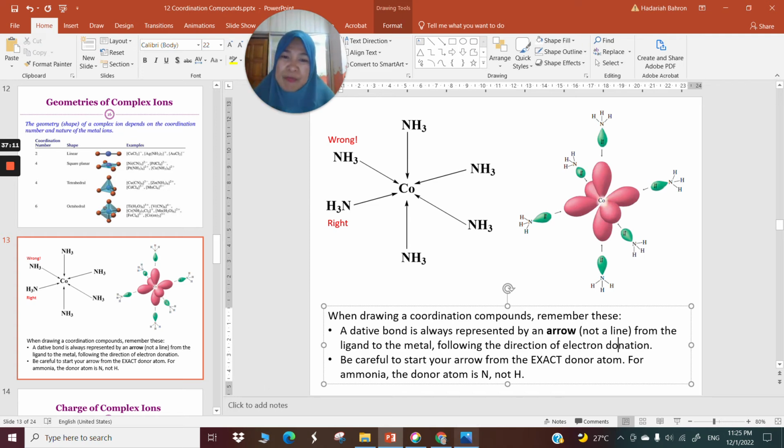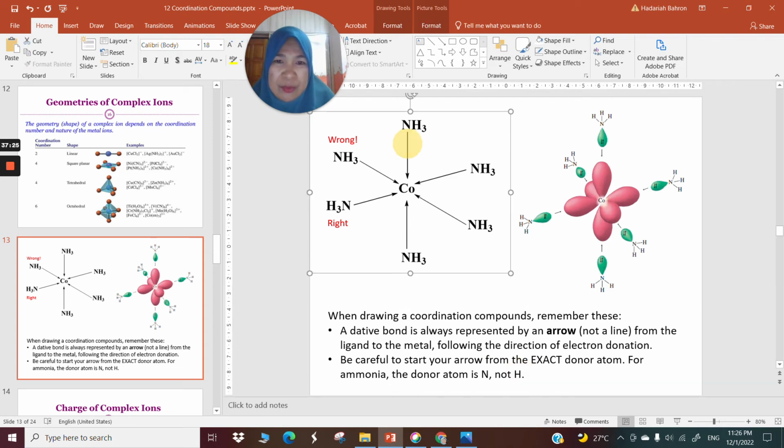And number 2, be careful to start your arrow from the exact donor atom. For example, ammonia. For ammonia, the donor atom is nitrogen, not hydrogen. So this is correct. I'm drawing this very carefully to show that this arrow comes from nitrogen into cobalt. Nitrogen into cobalt, nitrogen, cobalt, nitrogen, cobalt, and nitrogen, cobalt.